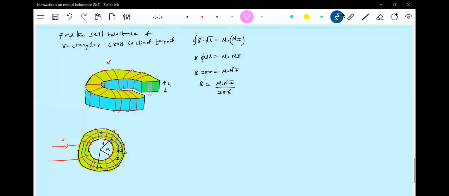So what is the flux linking this strip? We'll calculate here. So d phi is equal to B into dA. What is dA? H into dr. B is equal to mu naught N I by 2 pi R, so d phi equals mu naught N H I by 2 pi, dr by R.